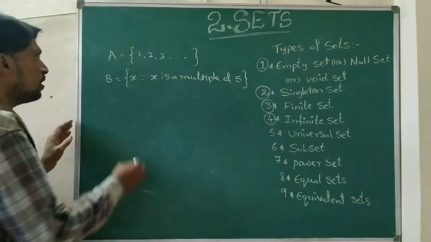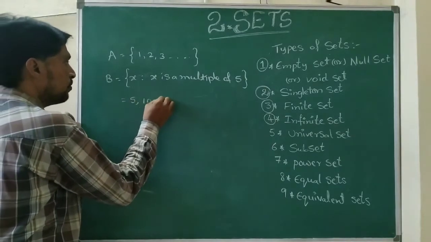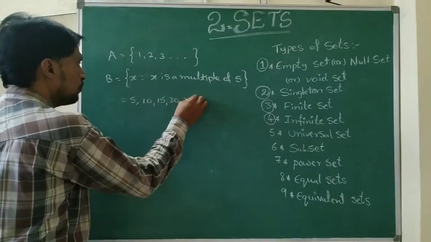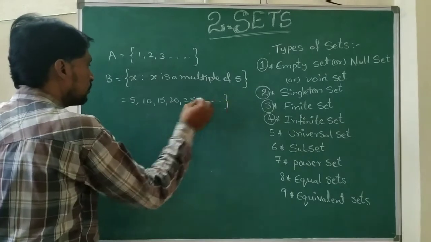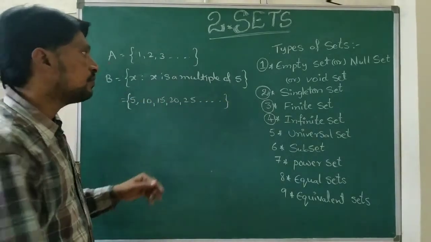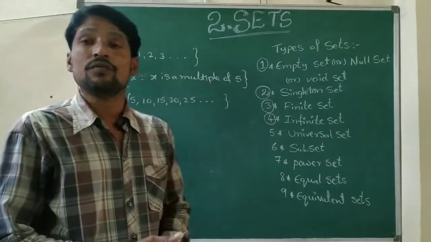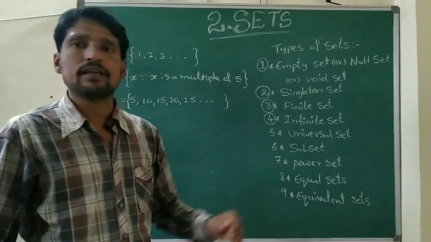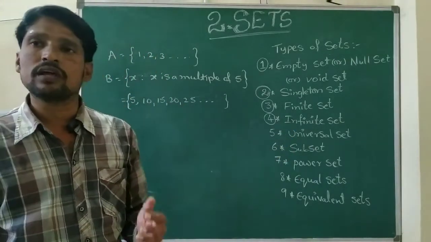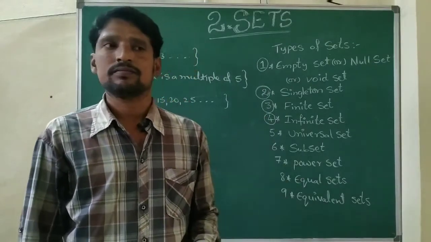Multiple of 5 means what type of elements will come? 5, 10, 15, 20, 25, 30, 35, 40, 45, 50, and so on it will come. It means it is an infinite set. So what is an infinite set? A set whose number of elements we can't count is called an infinite set.